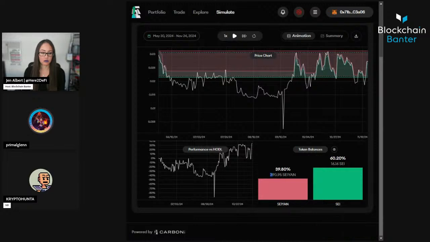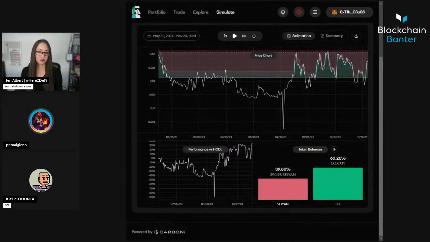You would have had 390 Seiyan, 16 Sei, right? And you can see the performance here. So when you started, you were at 0% ROI, and at certain points in this time period, you actually had a negative ROI. So like around July 10th, if you were to withdraw that liquidity, you would have had a negative ROI, which means you would have been better off hodling that liquidity as opposed to doing a concentrated liquidity position, right?